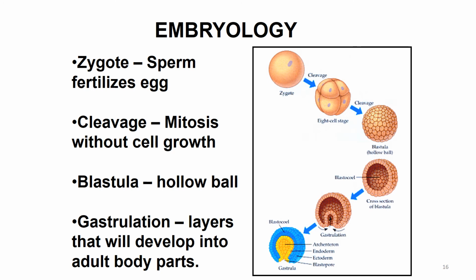Another way we classify organisms is based on their embryology and how the embryo develops. Fertilization takes place between a swimming sperm and a non-motile egg. Then you have a series of mitosis without growth known as cleavage. This forms a blastula, which in most animals is a hollow ball of cells. Gastrulation follows, which is the process by which layers form, and this starts the differentiation process for the adult body parts.